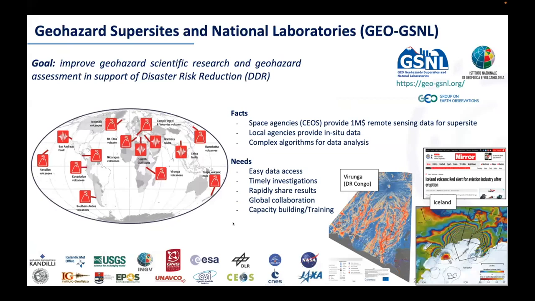Let me also briefly introduce this global initiative, the Geohazard Supersites and National Laboratories. It's a GEO initiative. You see these red places here. They are sites of the world with high volcanic or seismic hazard. The most important thing of this global initiative is that the space agencies provide commercial satellite data for free in these areas, a certain amount per year.